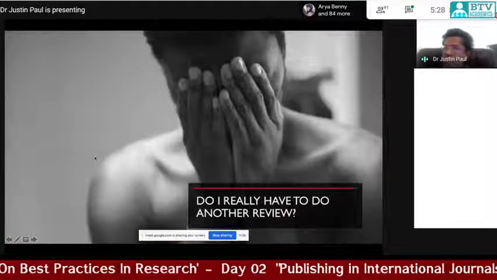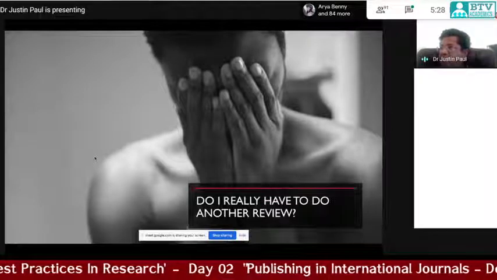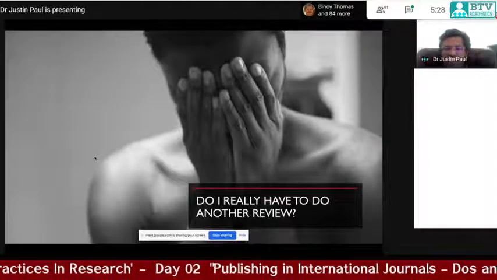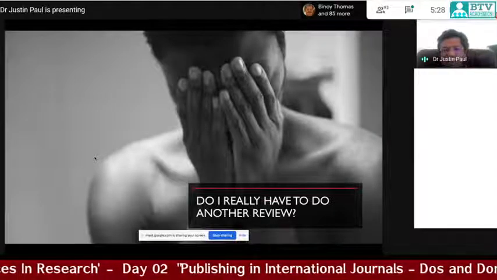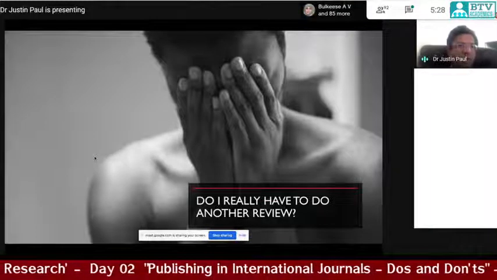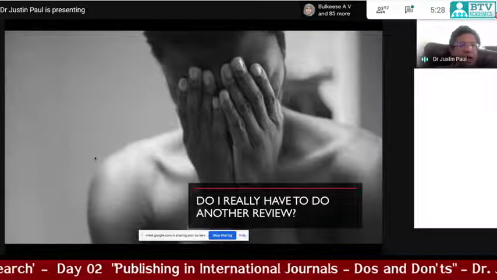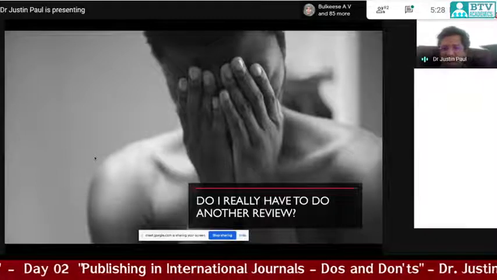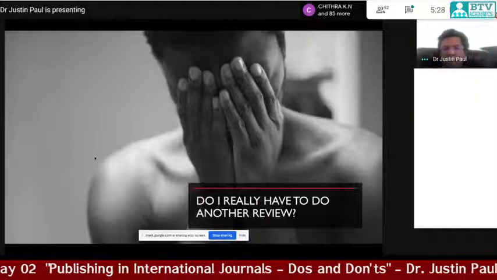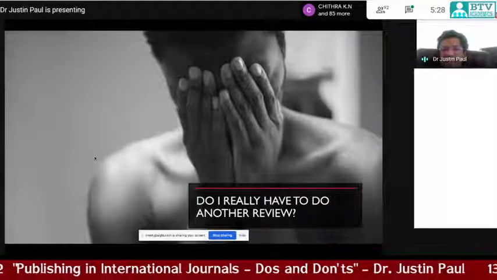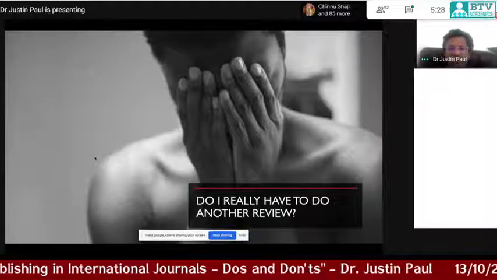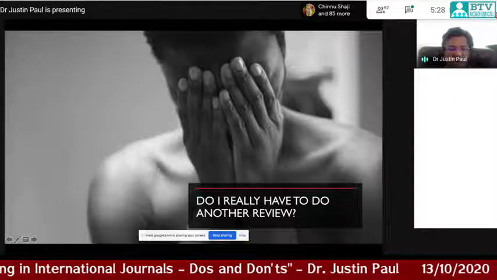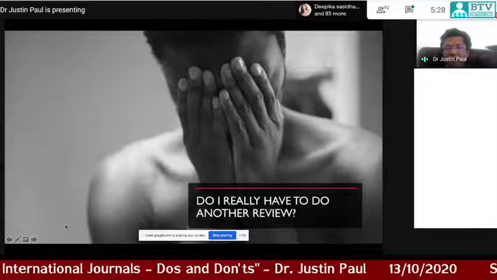So this is a picture of how many reviewers think. Many reviewers, when they get an invitation to review a paper, think this way. Some of my good and close friends have thought this way when I sent a reviewer invitation to them. This is because people just want to do a paid job. They don't want to do a free job or voluntary job.